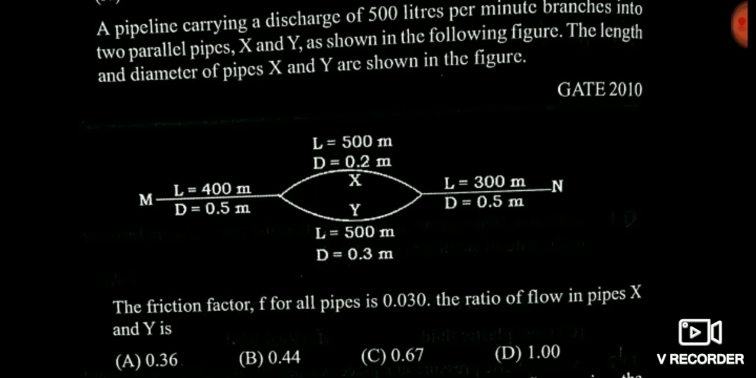Now friends, see the next question asked in 2010. Here in this question they have given you two different pipes, X and Y, and the lengths of both pipes are equal and the diameter of X is 0.2, diameter of Y is 0.3. And also friends, it is saying to calculate the ratio of flow in pipe X and pipe Y, means the discharge ratio we have to calculate. And also it is a case of parallel combination.